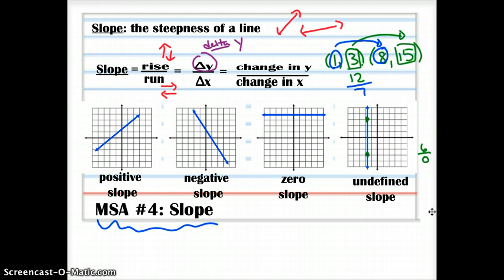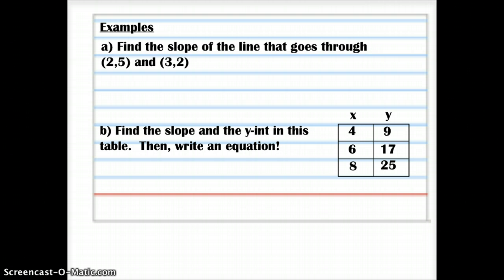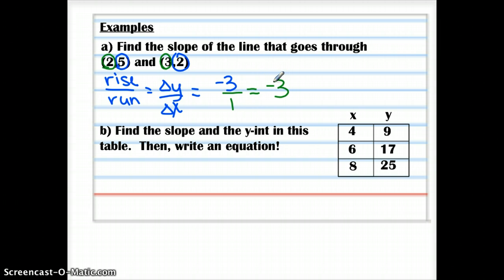Now let's do some problems that I want you to try on your own and see if you can get them right. The first one: find the slope of the line that goes through 2, 5, and 3, 2. I'm going to remember that my slope is rise over run, which I like to think of as change in y over change in x. In my y's, it goes from 5 to 2, so it changed by going down 3. My rise is negative 3. My run, my change in x, starts at 2 and goes to 3, so it goes up by a positive 1. I've got negative 3 over 1, so my slope is negative 3.